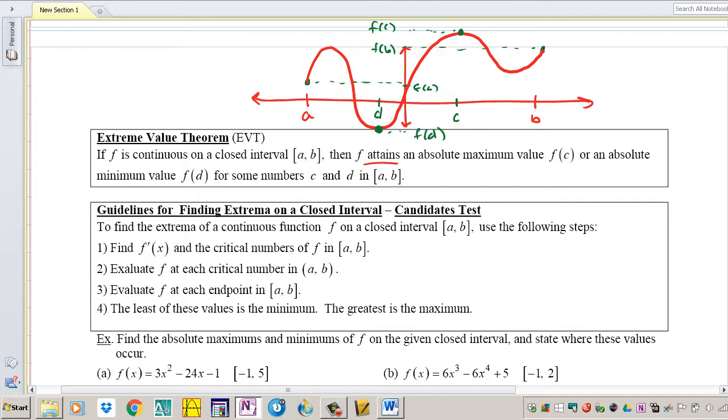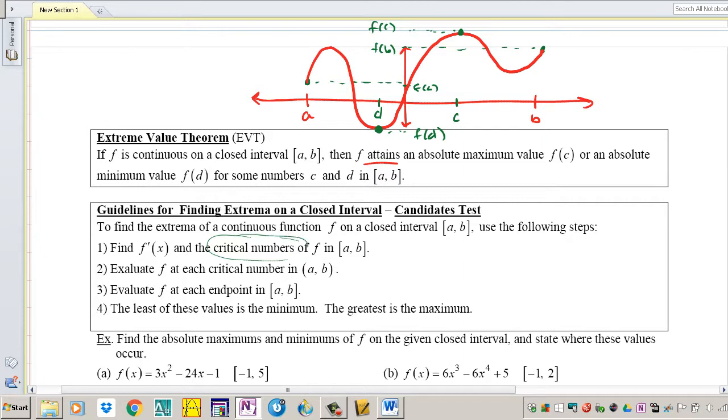Okay, so let's go ahead and look at the next steps. Here are the guidelines for finding extrema on a closed interval, also known as the candidate's test. To find the extrema of a continuous function f on a closed interval A to B, we use the following steps. Step 1, find f prime and the critical numbers of f in A to B. Step 2, evaluate f at each critical number. Okay, so let's go back to step 1. It says here, step 1, find the critical numbers.